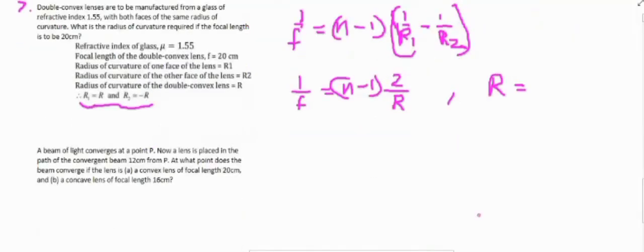Now, next. Question 8. Question 8 you have to see carefully. A beam of light converges at a point P. Now a lens is placed in the path of the convergent beam, 12 centimeter from P. At what point does the beam converge if the lens is, first case, a convex lens of focal length 20 centimeter, and second, a concave lens of focal length 16 centimeter.